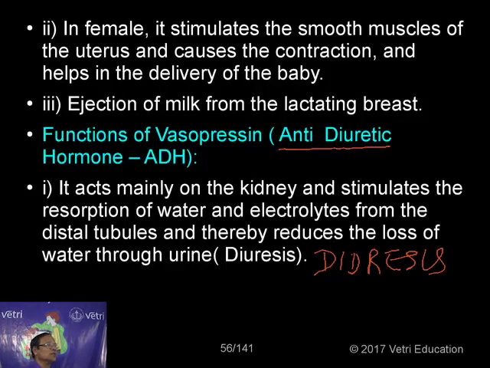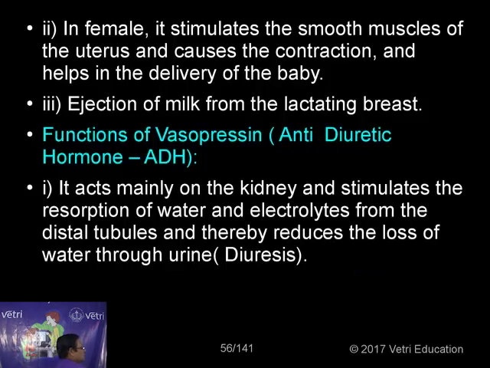It promotes what is called antidiuresis, that means reabsorption of more water and elimination of concentrated urine, hence called antidiuretic hormone. So that is why, as I just mentioned, it acts mainly on the kidney and stimulates the reabsorption of water and electrolytes, not only water but also the electrolytes from the distal tubules, and thereby reduces the loss of water through the urine. So the distal tubules as well as the collecting tubules, in both places the reabsorption takes place because of this hormone.